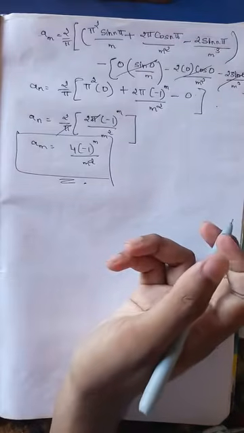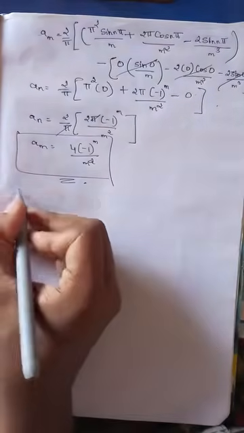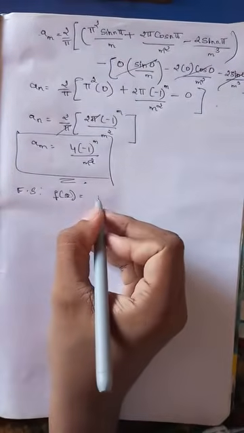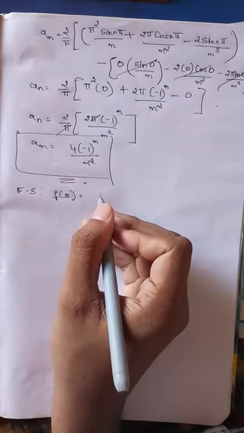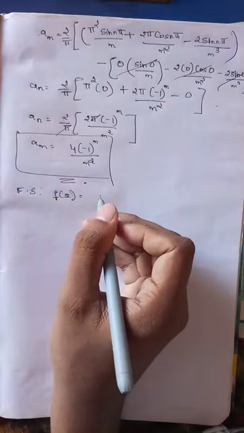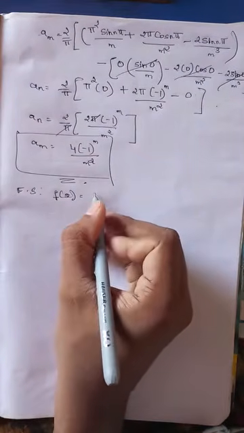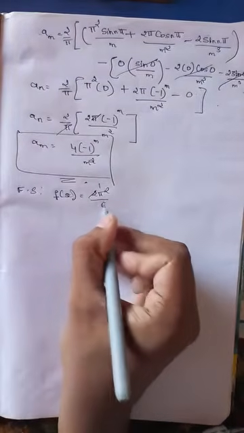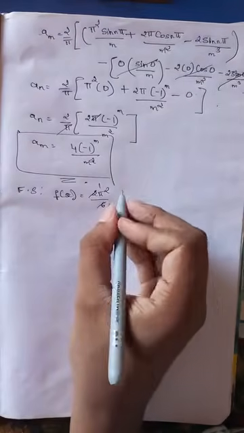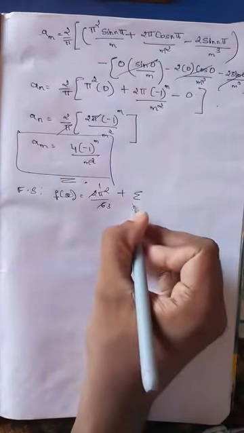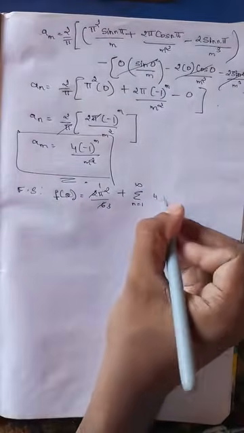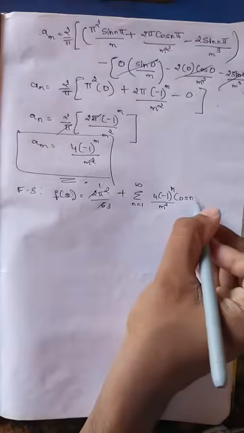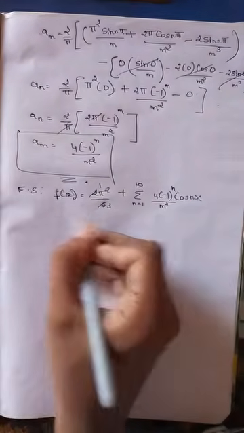So we know that bn is 0, so directly write the Fourier series. The value of a0 is 2 pi square by 3 and a0 by 2, so it becomes 2 pi square by 6, that is equal to pi square by 3 plus summation of n equal to 1 to infinity 4 minus 1 to the power n by n square cos nx. So there is no bn term, so this is the Fourier series.